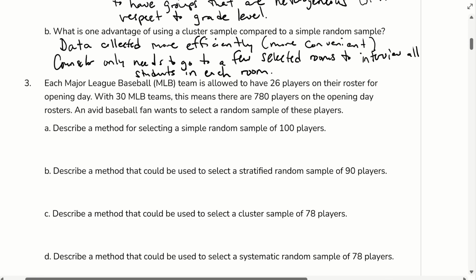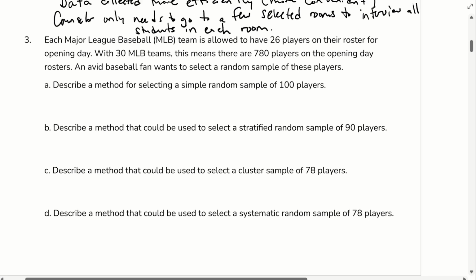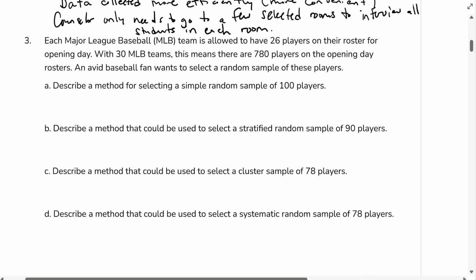Okay, so number 3. Each Major League Baseball team is allowed to have 26 players on their roster for opening day. With 30 teams, this means there are 780 players on the opening day rosters. An avid baseball fan wants to select a random sample of these players. Describe a method for selecting a simple random sample of 100 players.